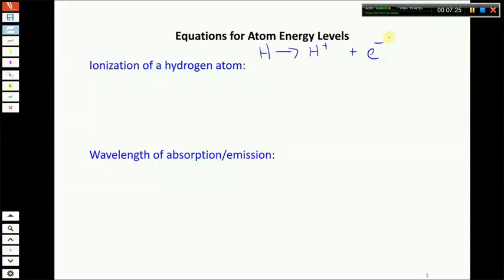Okay, so that's the process we're referring to, and in the context of the Bohr equation, what that means is that ionization is the process where your final value of n goes to infinity. So that's again the situation where the electron has been completely taken away from the influence of the nucleus, so that again means the electron is completely removed when n goes to infinity.